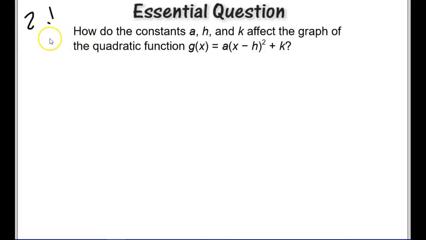All right, here we're looking at section 2.1, and our essential question for this section is how do the constants a, h, and k affect the graph of the quadratic function g of x equals a times the quantity x minus h squared plus k.